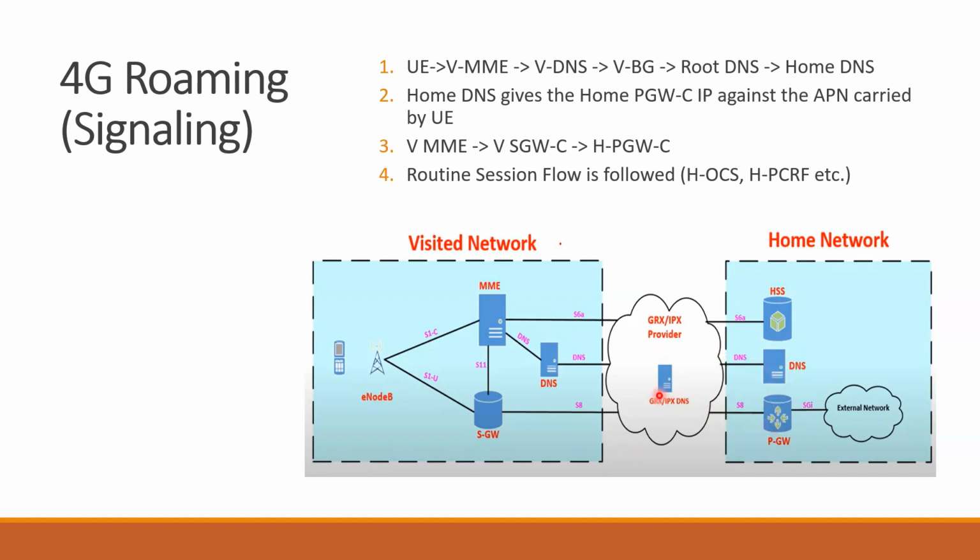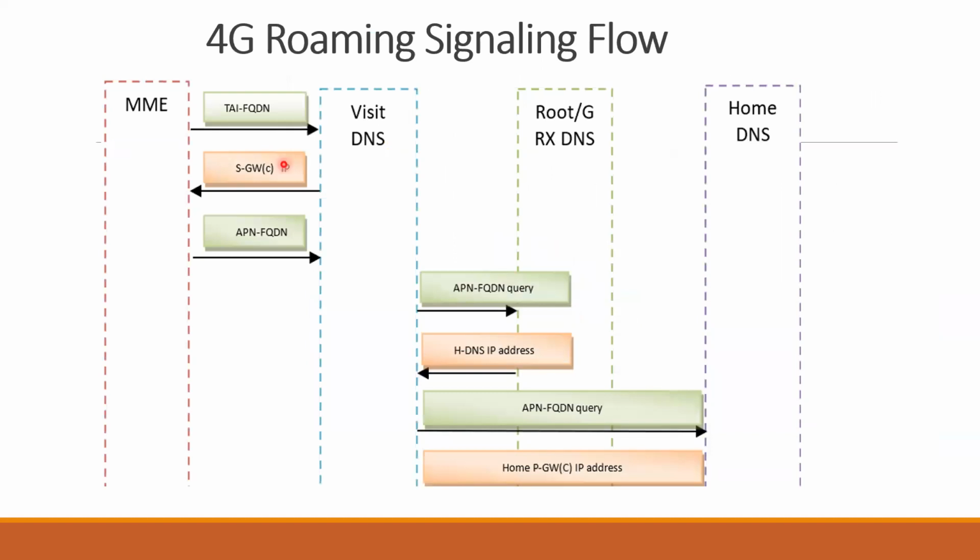The flow is going to be clearer here. The MME is initially going to identify which SGW is being served, and that is done based on TAI. Based on the tracking area ID, it gets the SGW-C IP address, and then it sends the APN FQDN. The same procedure is followed: the root DNS gives the home DNS IP address, and the home DNS gives your home PGW IP address.